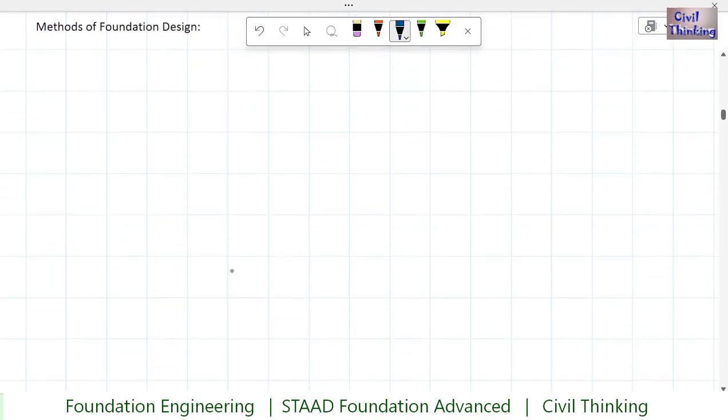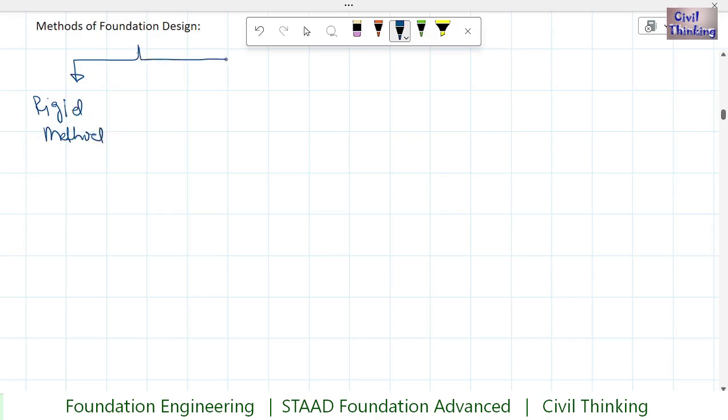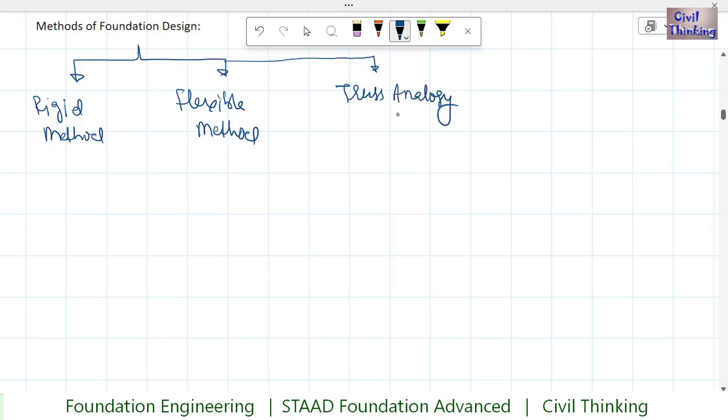Let us talk about the methods of foundation design, because we have to design a foundation, right? So we generally have two methods: rigid method and flexible method. But we also have a third kind, which is not used too much. It is used only under special circumstances, and that is truss analogy. Generally the rigid method and flexible method are mostly used, because the truss analogy method is complicated.